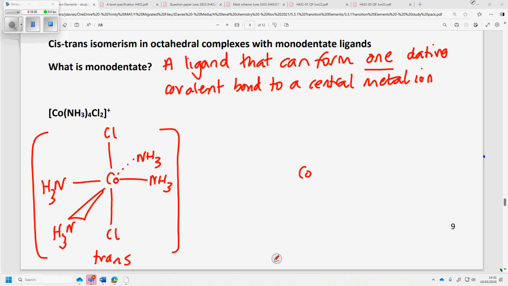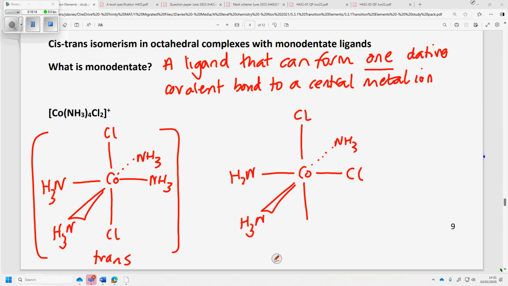If I arrange the 2 different things at 90 degrees away from each other, I'll just put in all the ammonias. Because the chlorides in this example are 90 degrees away from each other, this is described as being cis. So I've got cis-trans isomerism in square planar, cis-trans isomerism in octahedral.